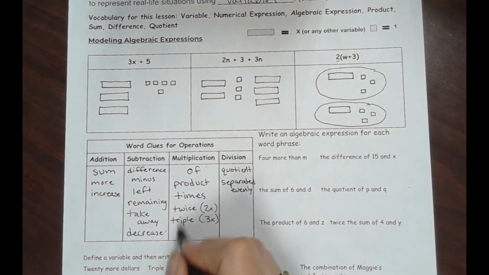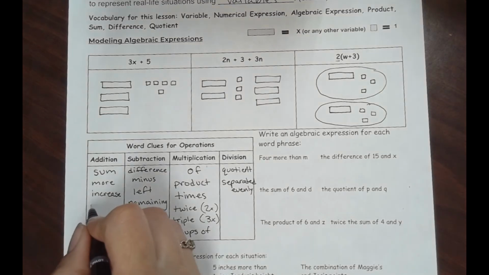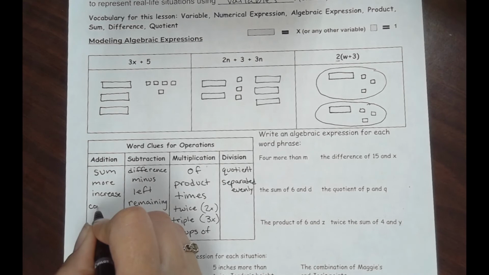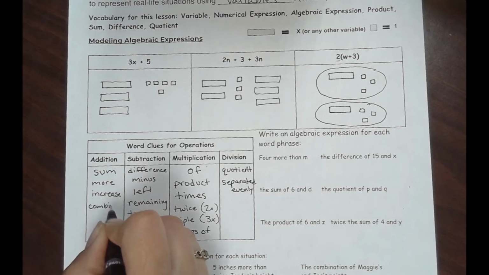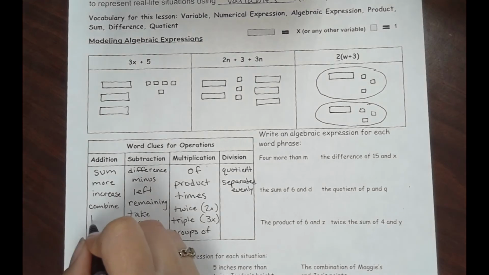Oh, another good one for multiplication would be groups of. Okay, if you can think of any other ones here. Oh, combination's a good addition word. Combine, we'll just say combine, because you're putting things together. Together, that's another one.